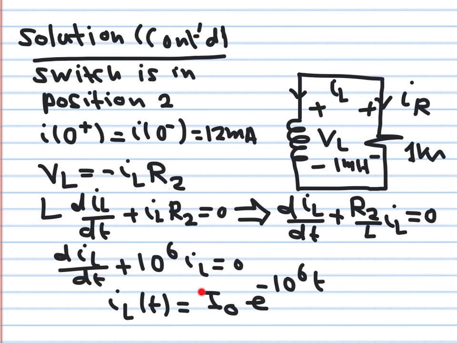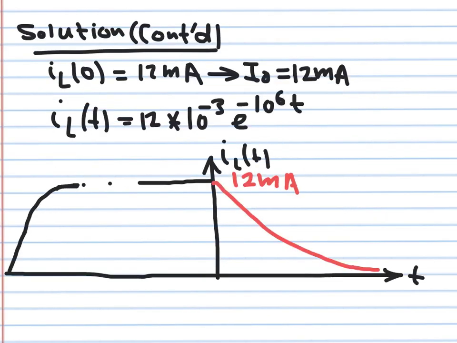What is I naught here? This constant, put t equal to 0. This term here will give us 1. So I naught is the inductor current at time 0, which is equal to 12 milliampere. This is the same current we got from the previous stage. Then the last step is this, the value of the inductor current: IL is equal to 12 milliampere e to the minus 10 to the power 6 t. And you see it decays very fast. To get e to the minus 1, you need only 1 microsecond. After 1 microsecond, this thing drops to e to the minus 1 of its value. So here the tau is just 1 microsecond.